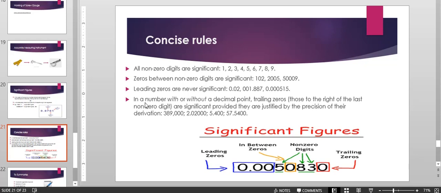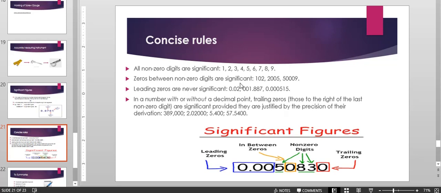Rule number 4 is, in a number with or without a decimal point, trailing zeros, those to the right of the last non-zero digit, are significant provided they are justified by the precision of their derivation. Example: 389000, 2.02000, 5.400, 57.5400. Same is the case with this number. This is the 0, which is known as the trailing 0, as it is coming at the end of this number. So it is also considered as a significant number.